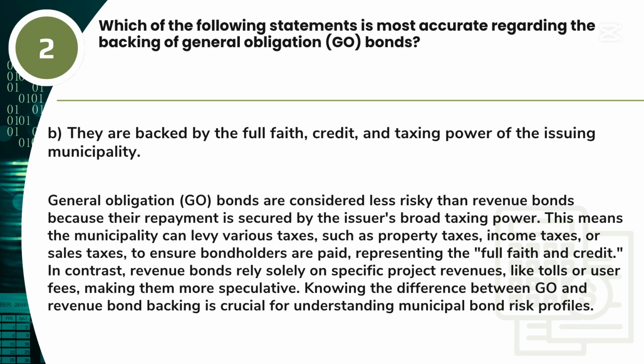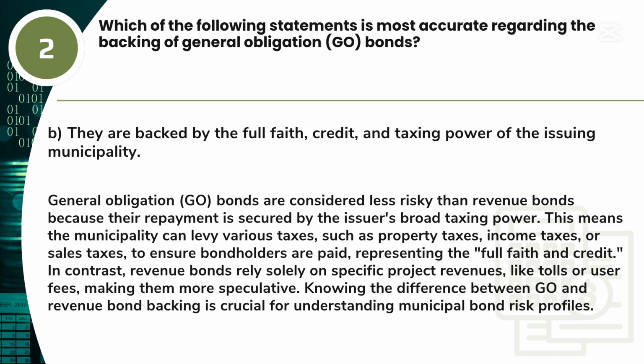Answer: B. They are backed by the full faith, credit, and taxing power of the issuing municipality. General obligation, GO, bonds are considered less risky than revenue bonds because their repayment is secured by the issuer's broad taxing power. This means the municipality can levy various taxes, such as property taxes, income taxes, or sales taxes, to ensure bondholders are paid, representing the full faith and credit.